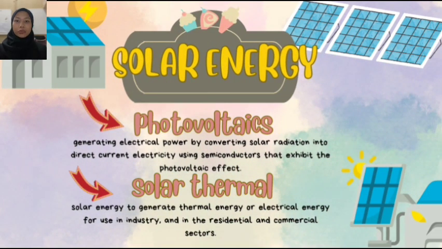There are two types of solar energy that are widely known: photovoltaics and solar thermal. Photovoltaics generates electrical power by converting solar radiation into direct current (DC) electricity using semiconductors that exhibit the photovoltaic effect. Meanwhile, solar thermal generates thermal energy or electrical energy for use in industry and also in the residential and commercial sectors.